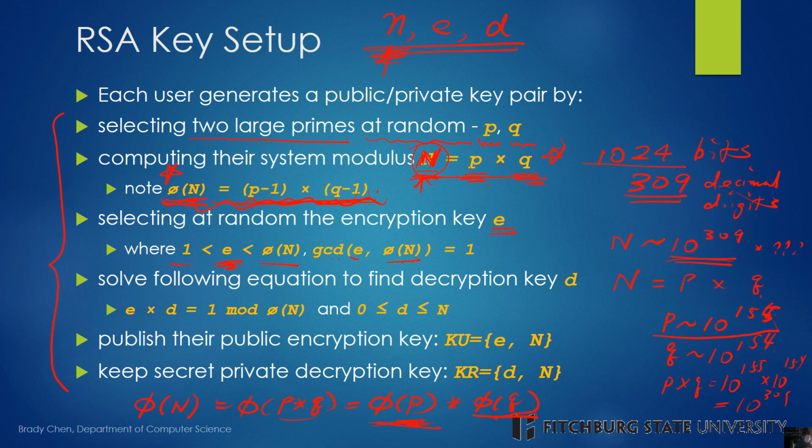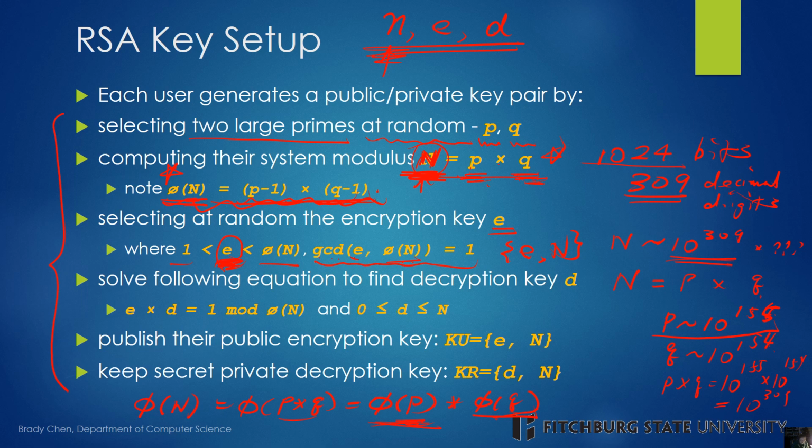We randomly select E and check whether E and phi of n are relatively prime. If not, we abandon E and select another E until we find an E such that the GCD of E and phi of n is 1, which means these two numbers are relatively prime. Suppose we find E. Now we have our first key, because we have E and N. So E and N make a very good key.